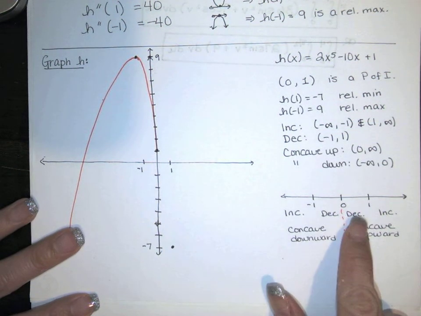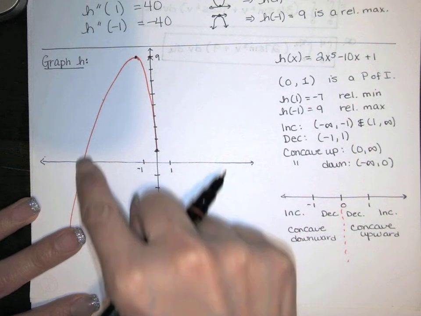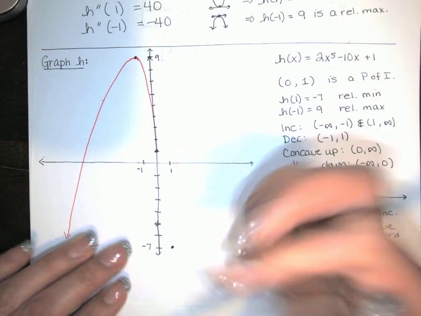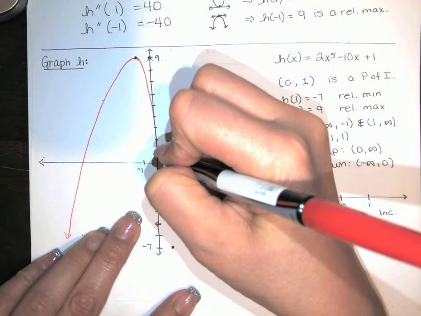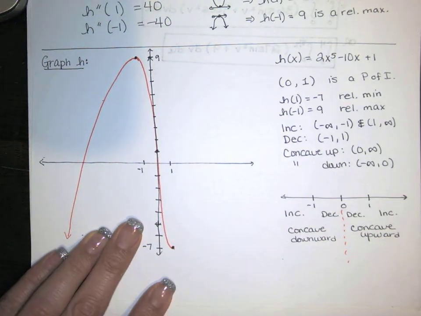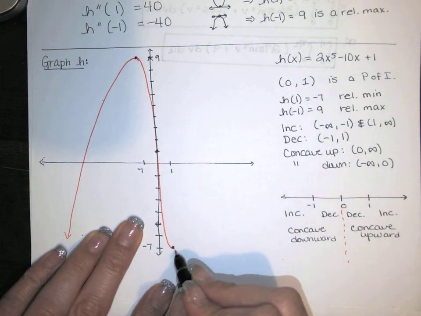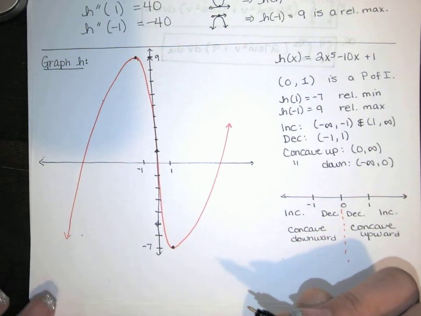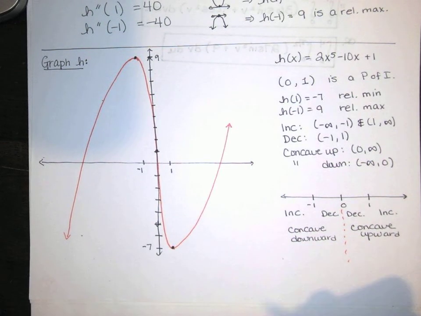Now over here, it's decreasing and concave upward. So instead of facing down like this, it's still decreasing, but it's going to face up. See how I turned it so it's facing up now? And then after x equals 1, it starts increasing again. Okay, so that's a rough sketch of our function h of x.